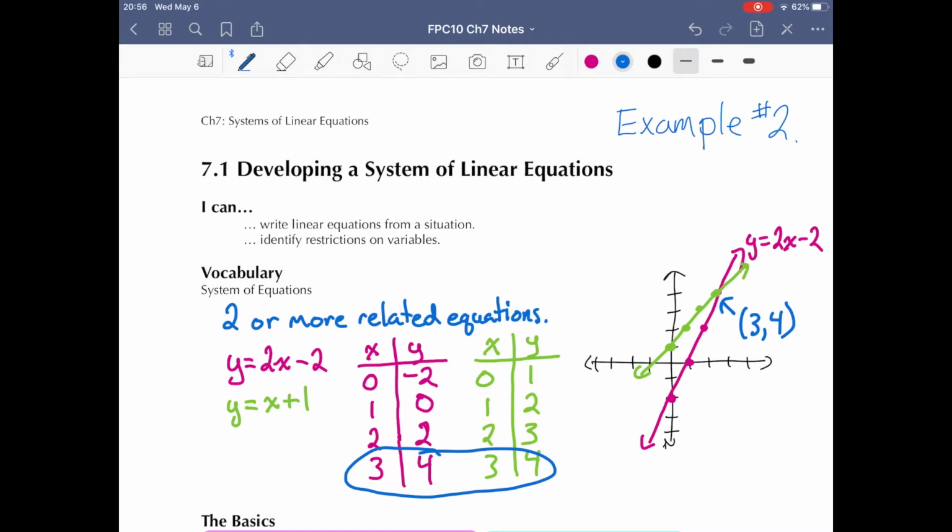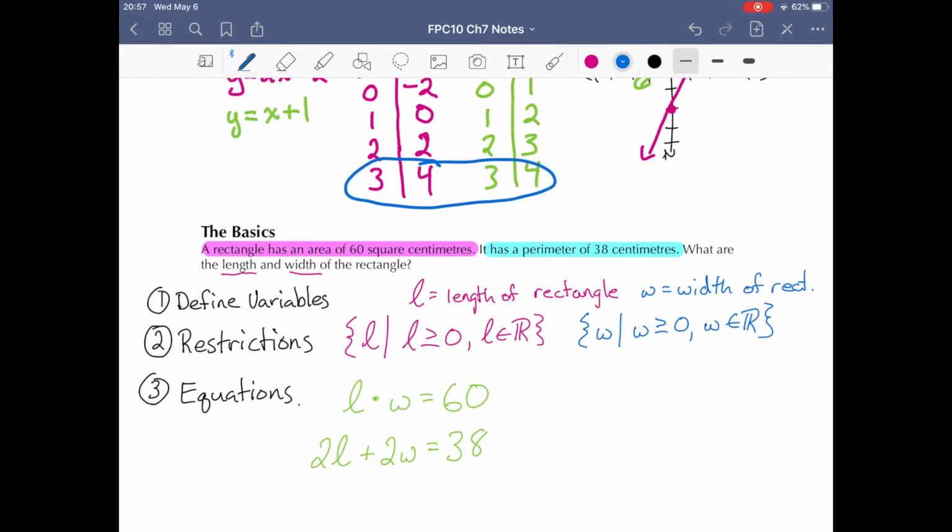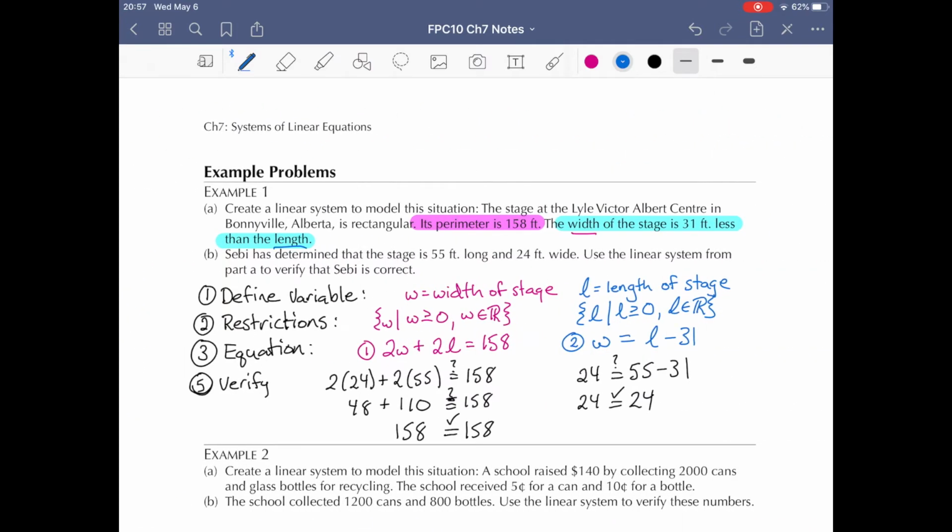In this video, we're going to look at example number 2 from section 7.1, developing a system of linear equations. After you've done 7.1, you should be able to write linear equations from a situation and identify restrictions on variables. Remember the 3 steps that we're working through: define variables, identify restrictions, write the equations. We're also doing step number 5, verify possible solutions. Let's get to example number 2.